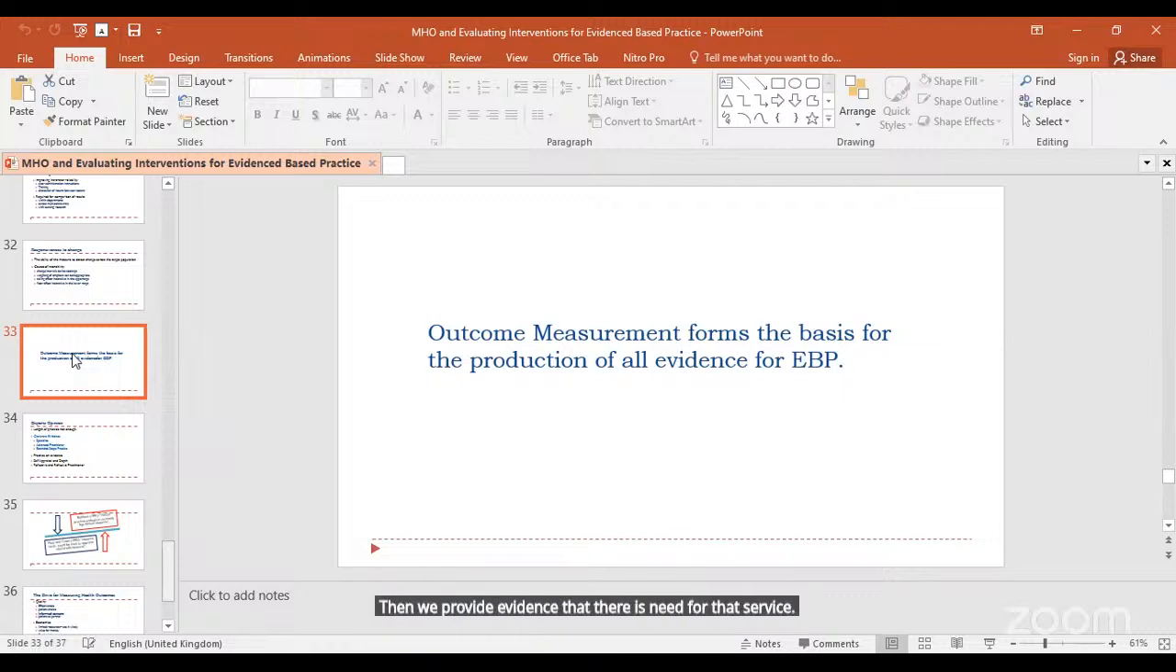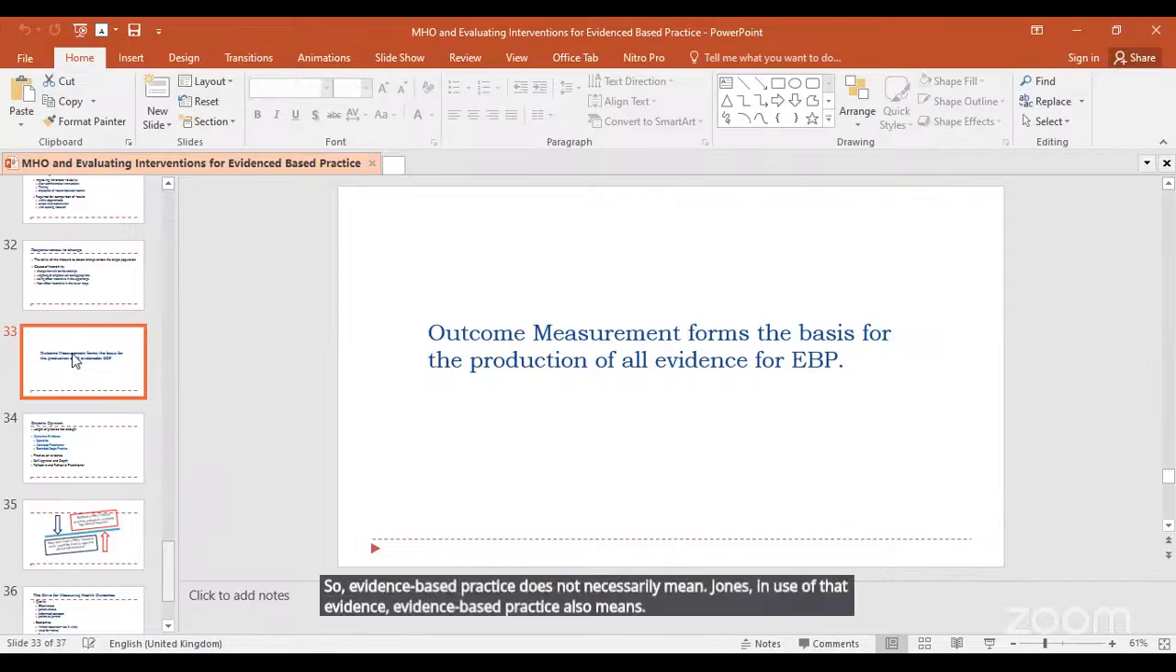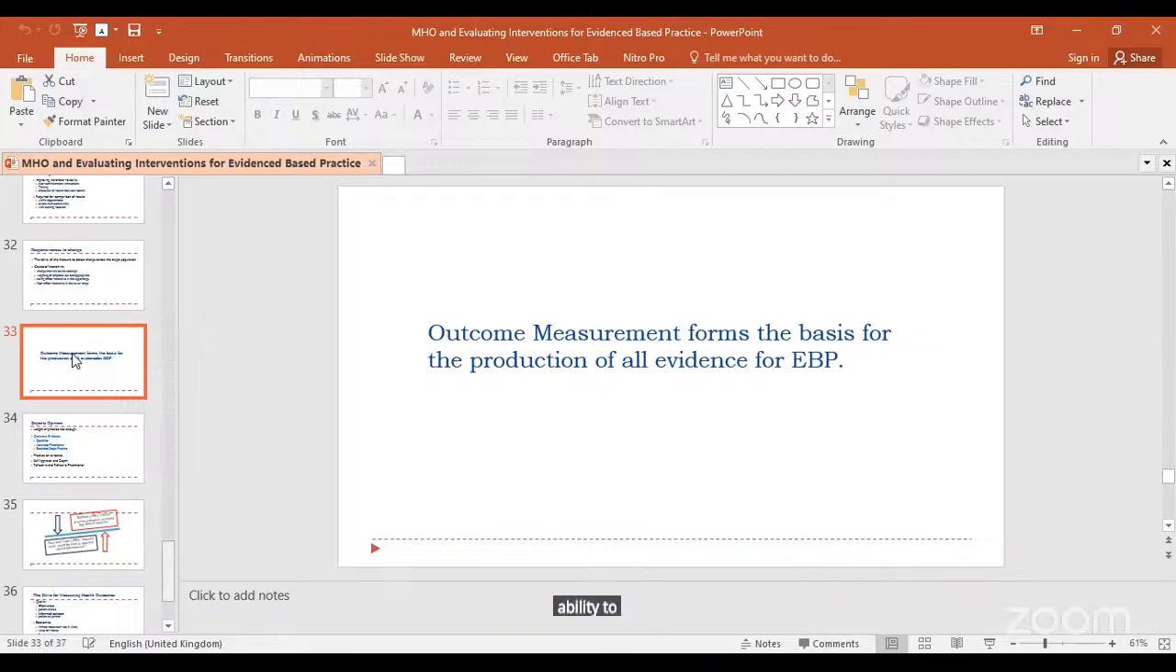So evidence-based practice does not necessarily mean just the use of evidence. Evidence-based practice also means the ability to develop services for groups of patients that need those services. Because through your accumulation of data, you will see lapses, gaps in what you are doing and what needs to be covered as well. You can only do that when you are looking at a global perspective, not from the narrow perspective of just the one.